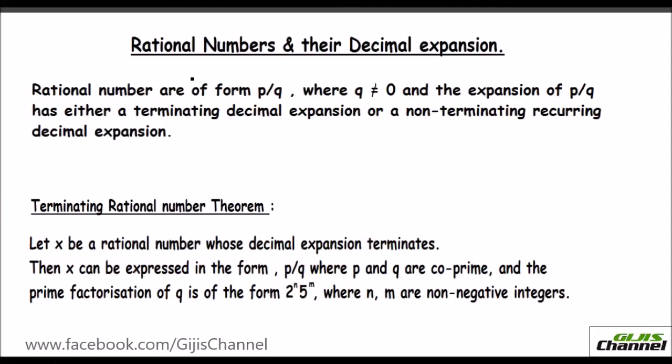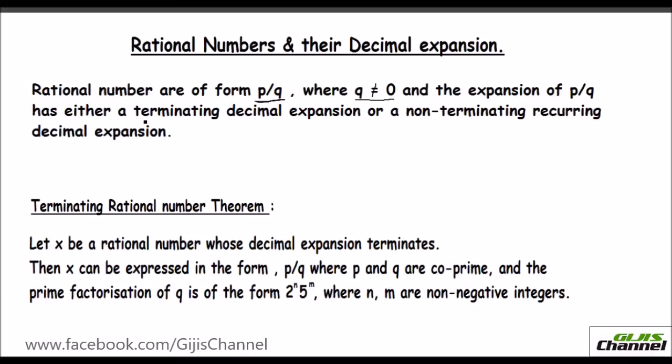So here I've taken the topic rational numbers and their decimal expansion. So let's first know what a rational number is. Rational numbers are of the form P over Q, okay? Any number which you can represent in the form P over Q, where Q should not be equal to 0, okay? And when you expand this P over Q, that is when you divide P over Q, there are only two cases which you can have.